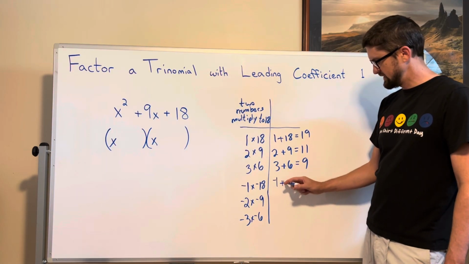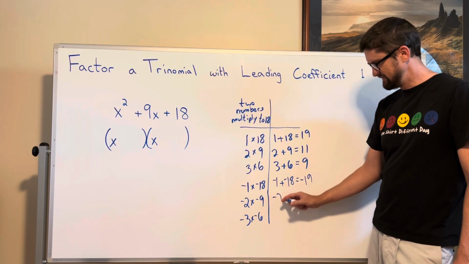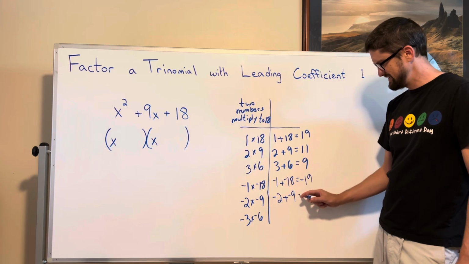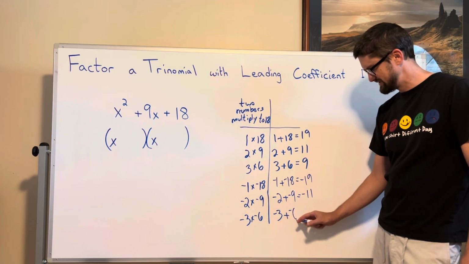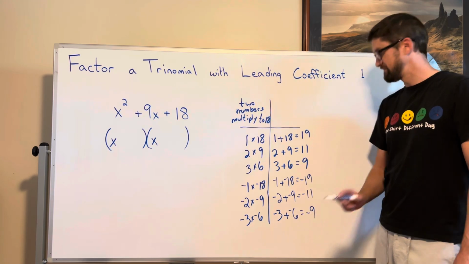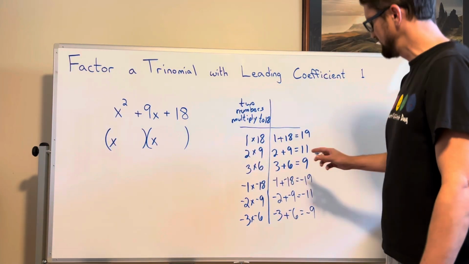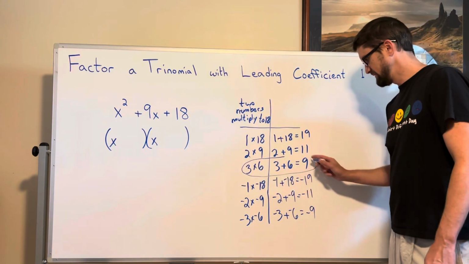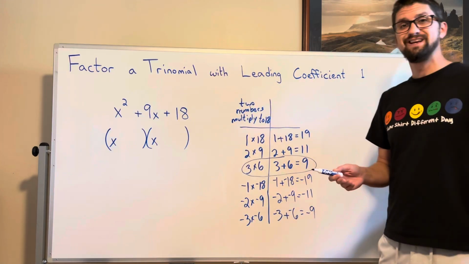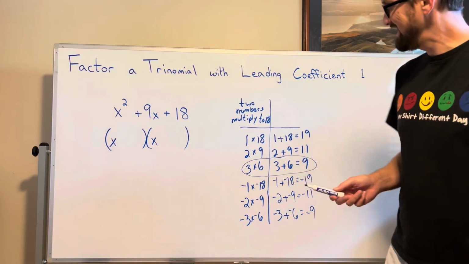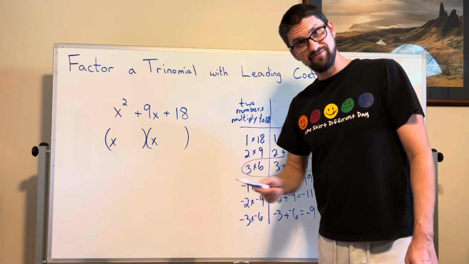Negative 1 plus negative 18 is negative 19. Negative 2 plus negative 9 is negative 11. And negative 3 plus negative 6 is negative 9. Now only one combination is going to work, and it's going to be this one right here. So we found 2 numbers that multiply to give 18 and add to give 9.